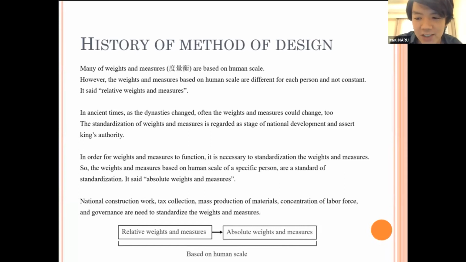The standardization of weights and measures is regarded as a stage of national development and asserts the king's authority. In order for weights and measures to function, it is necessary to standardize them. So the weights and measures based on the human scale of a specific person become the standard, an absolute weight and measure.